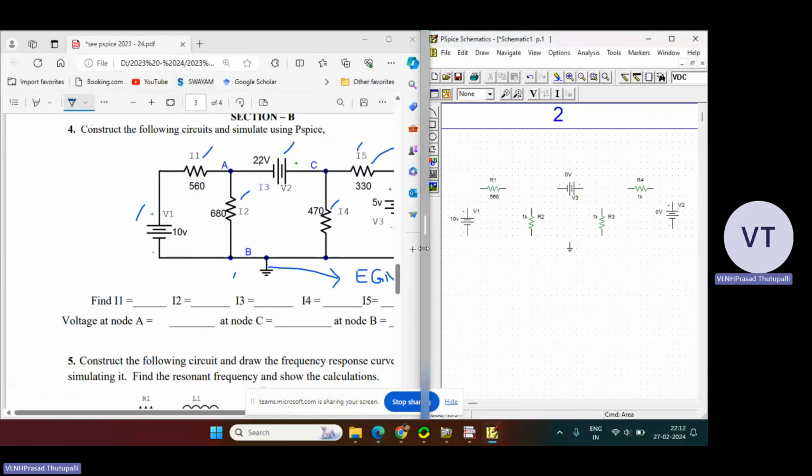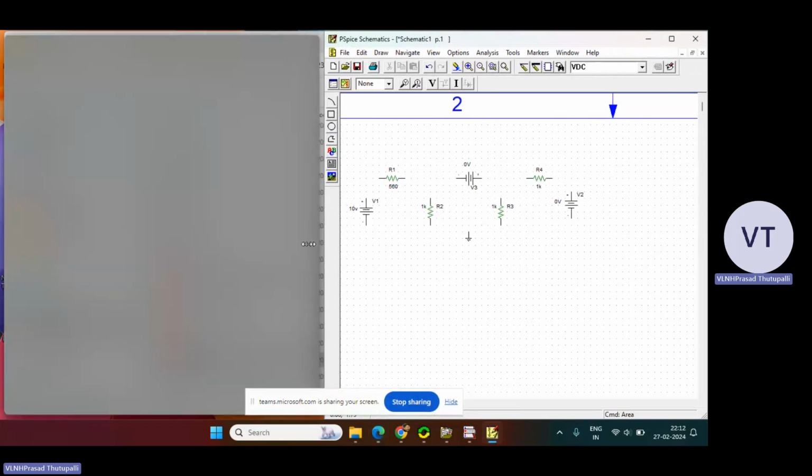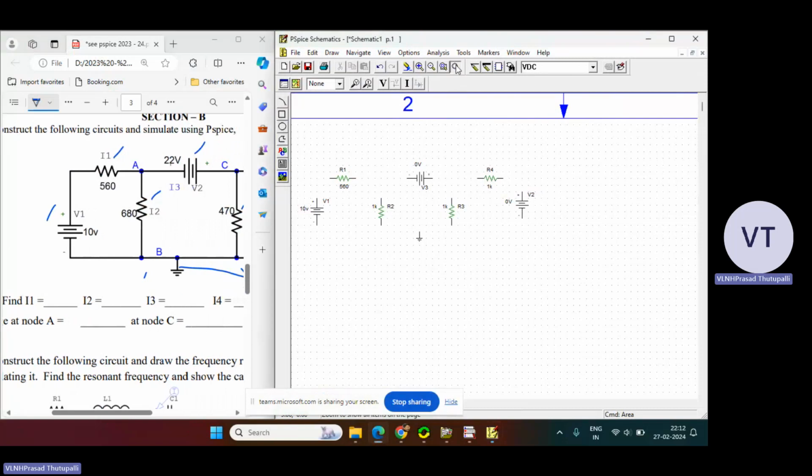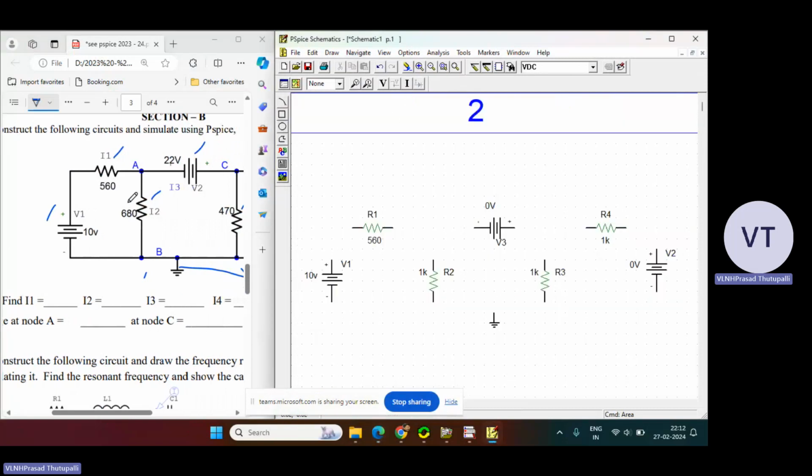So what I am trying to do is construct this type of circuit diagram. For that, I have already selected the components and I'm interconnecting them with the help of the wire. Click on the wire, one click here, second click, one click and another click here to interconnect them like this.